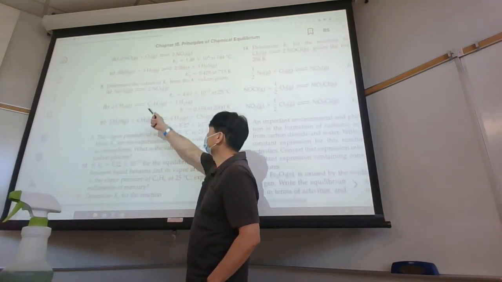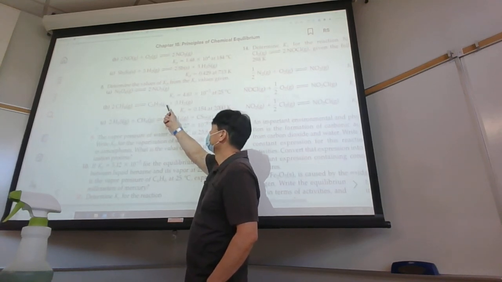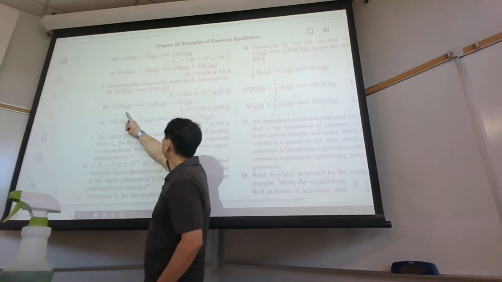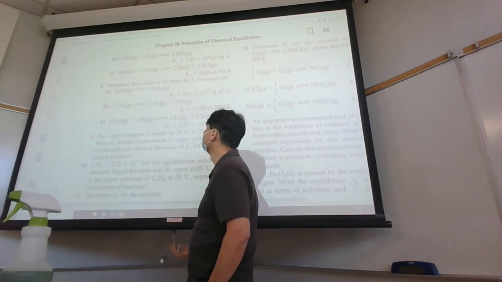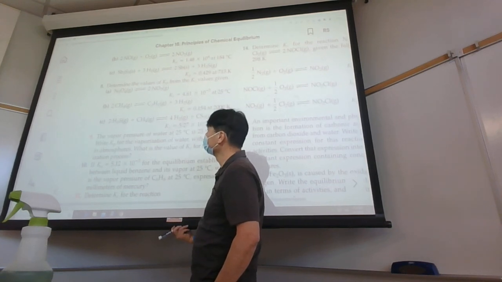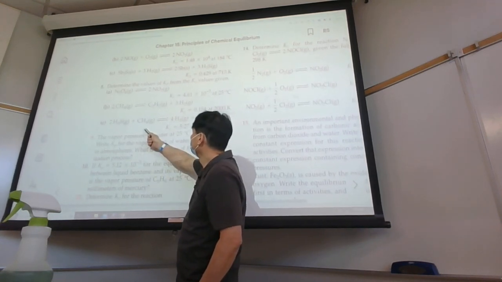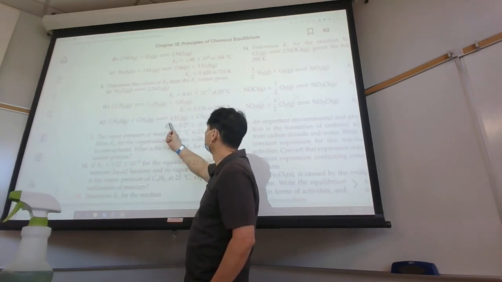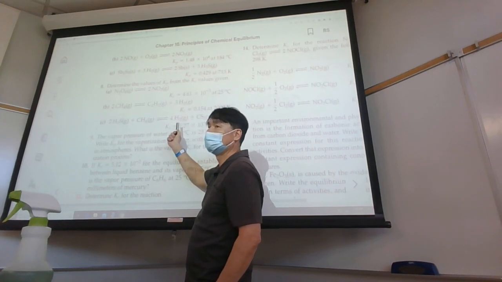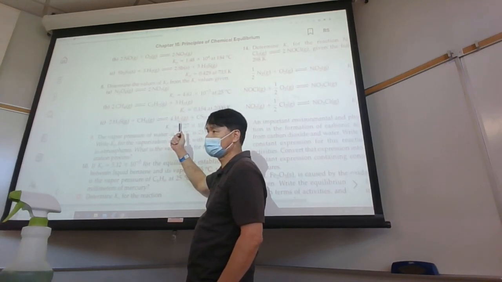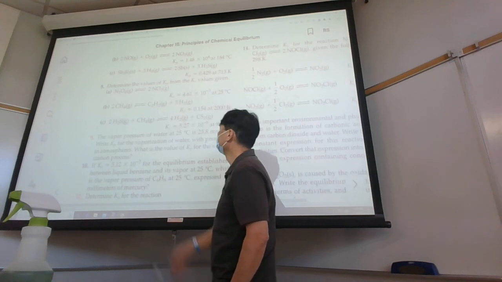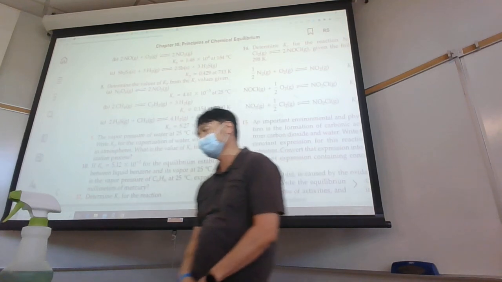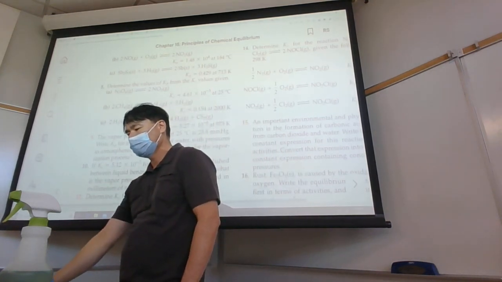8A, what's delta N of gas? Yeah, plus 1. 8B, plus 2. 8C, going from 3 to 5, plus 2, right? Okay. And then we just plug it into that equation over there and solve for the unknown. Straightforward.